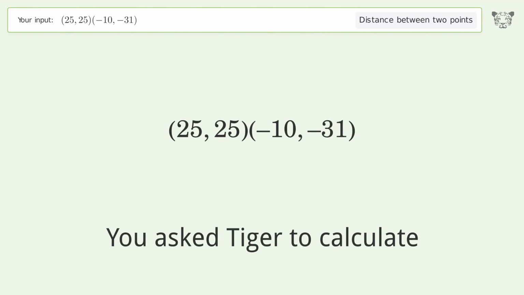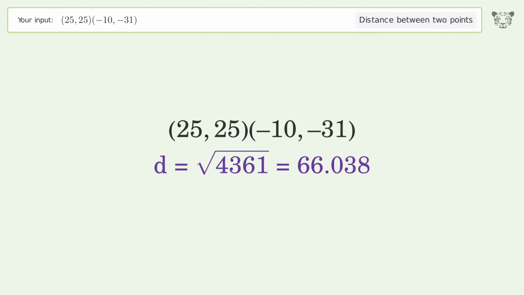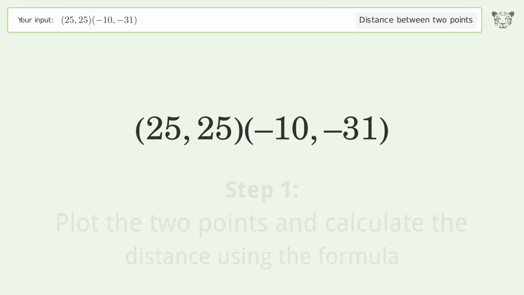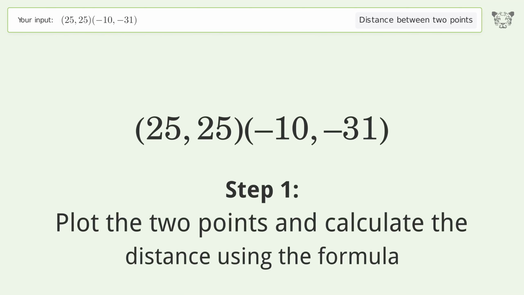You ask Tiger to calculate. This deals with the distance between 2 points. The distance between the 2 points is the square root of 4,361, or 66.038. Let's solve it step by step. Plot the 2 points and calculate the distance using the formula.